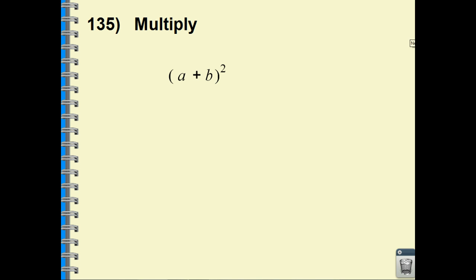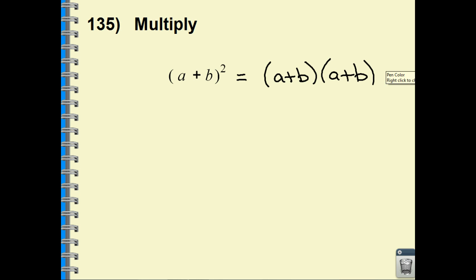Number 135, we have a binomial squared. So if we were to write that out, it would look like the quantity of a plus b multiplied by the quantity again of itself, a plus b. We're going to use that same distributive property. I have not taught you the FOIL method yet. That would probably be a little bit easier in this case, but let's just stay with what we've been learning.